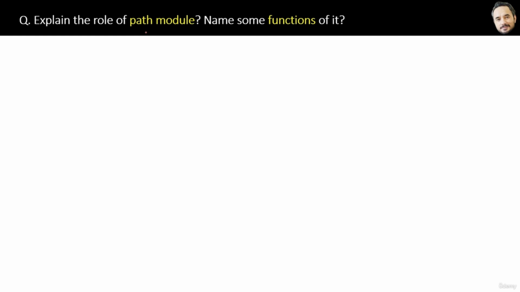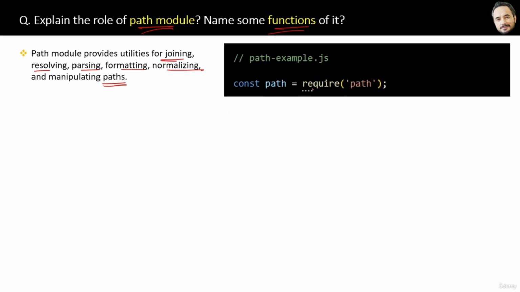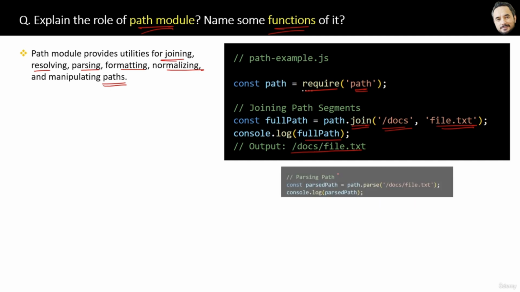Explain the role of the path module. Name some functions of it. Let's start with the definition. The path module provides utilities for joining, resolving, parsing, formatting, normalizing, and manipulating paths, okay? Or you can say URLs. For example, here first we can import the path module, and then here is the first method of the path module, which is join method. Very simple. You can see this is used to join folder names and file names, and it's creating a full path, right? Very simple.